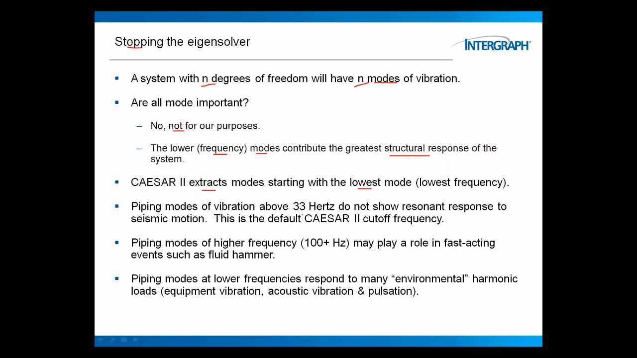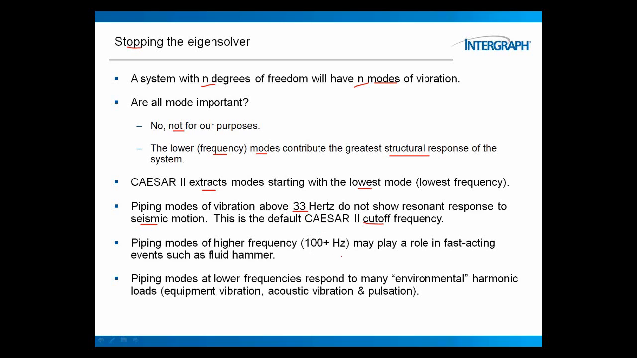If I'm doing a seismic analysis, I don't really care about what's happening above 33 hertz, because above 33 hertz, if I have a natural frequency, let's say 50 hertz in my piping system, the ground can't excite it. It will follow that ground exactly. Seismic loads are responded to in a rigid fashion in piping systems of modes greater than 33 hertz. And that's why our default frequency cutoff is 33 hertz. We'll see that in a second here.